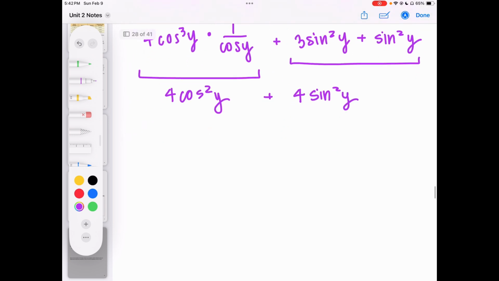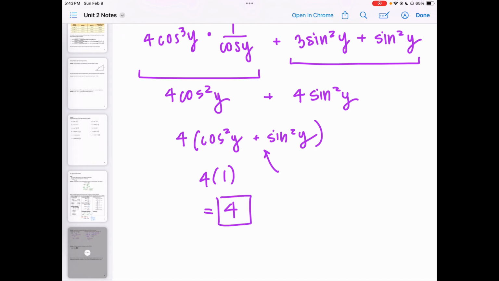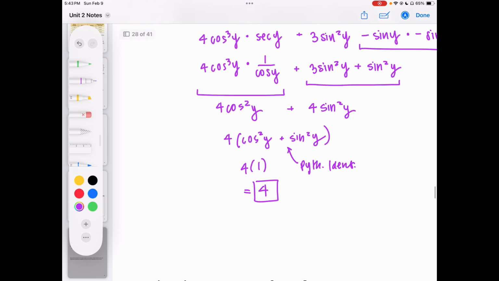Notice these now have a 4 in common. I might take it out. Cosine squared y plus sine squared y. I also recognize that this is a Pythagorean identity again. That is equal to 1. So after simplifying, I end up with just 4 as my answer. And that is fine. That is totally fine. That can happen. Pythagorean identity.